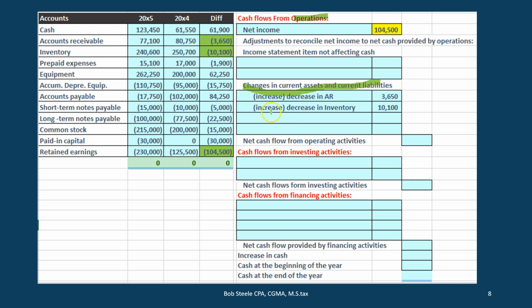You can also see the cheat sheet here. An increase is going to be a negative. A decrease is going to be a positive if we're talking about assets. So as of now, the operating section, we started with net income. Then we're going to increase net income by this, increase it by that. That's what's going to go here so far.